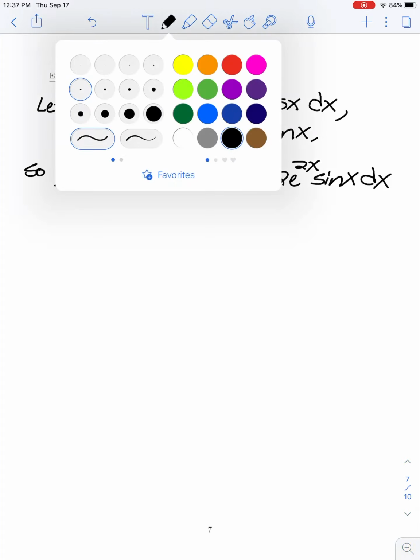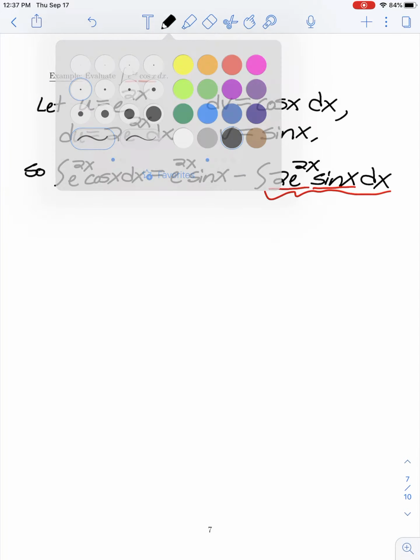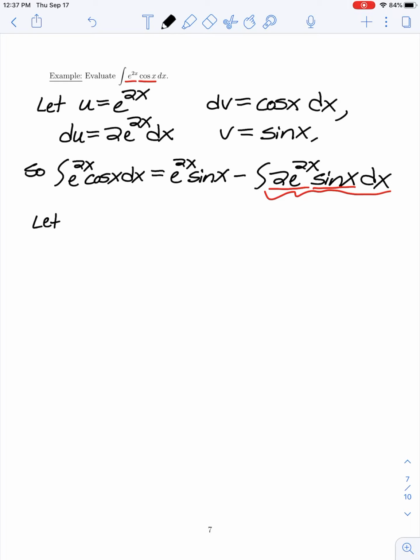Now this integral that I'm left with after applying integration by parts is a product of two functions. I have 2e to the 2x times sine x, and I can't simplify that product in any way. So again, that suggests that we might try integration by parts. After applying it the first time, I'm left with an integral that will require integration by parts again. So for this new integral, let us choose a new value for u and dv.